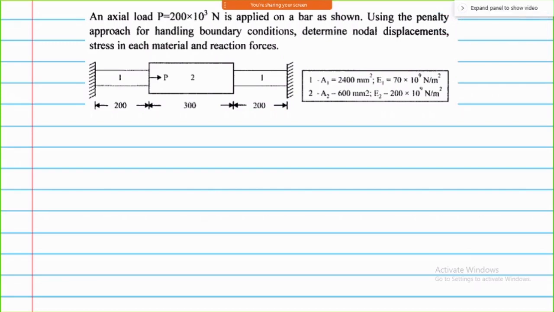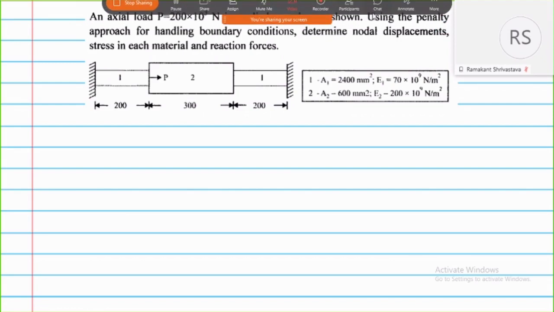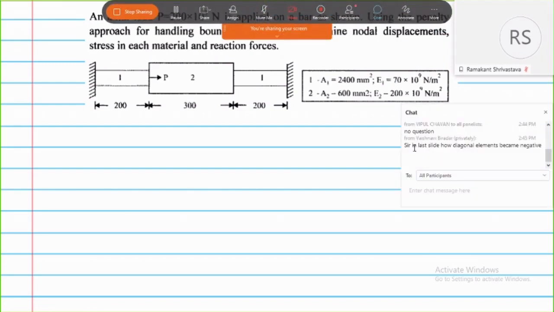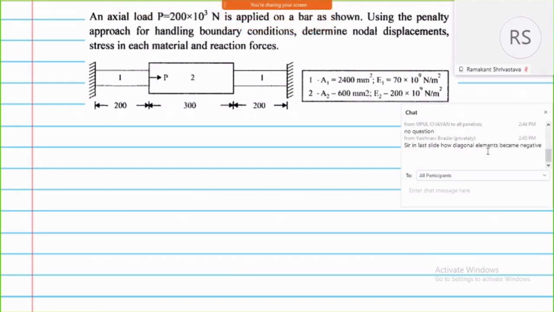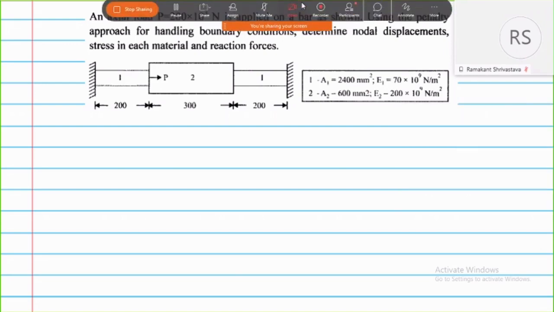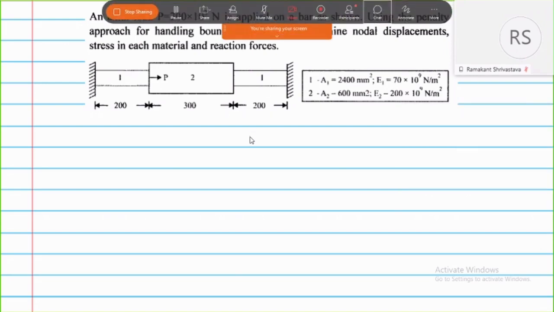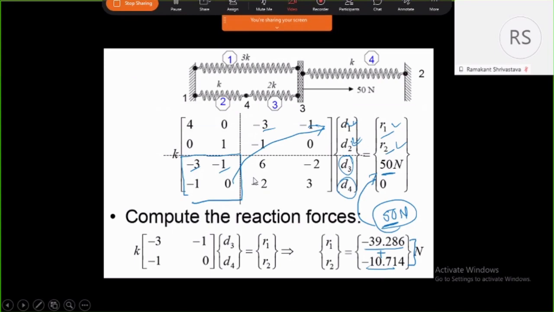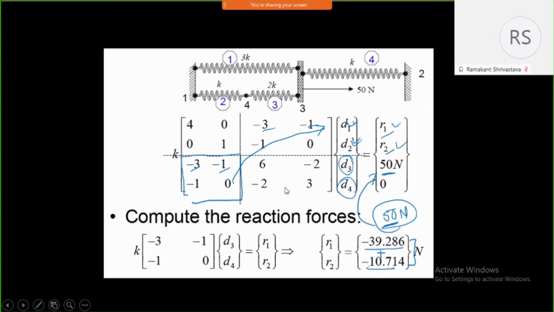Somebody has asked one very interesting question. Let me see that question. How, sir, in the last slide, did a diagonal element become negative? Let's go back to the previous slide so that we can see it. Okay, which diagonal element did you get as negative? This -3 element you are talking about.